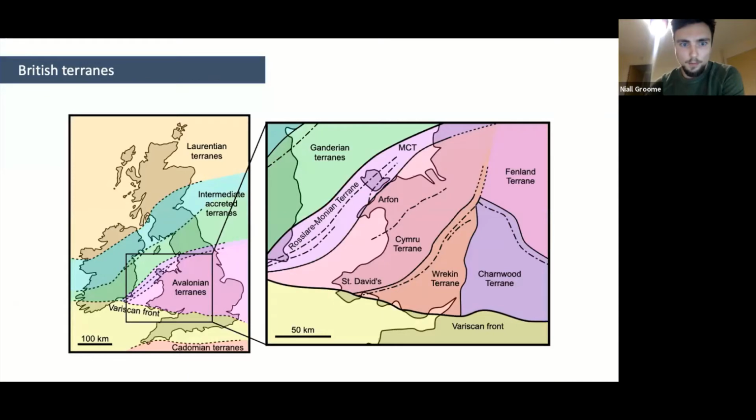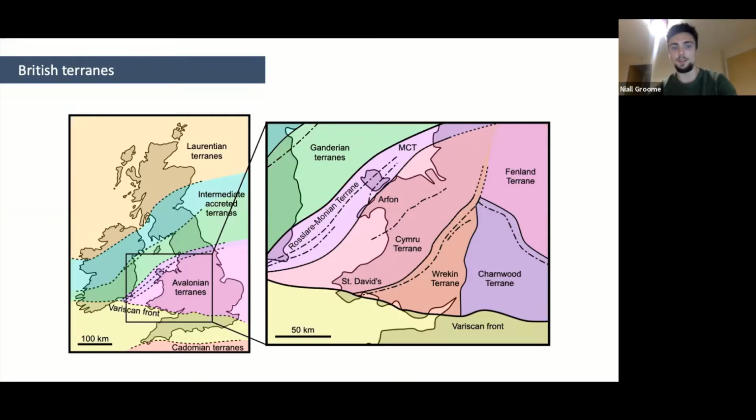So just to familiarize you all with the terrains that we have. In Scotland, we have the Laurentian terrains. Laurentia is a continent which sat roughly at the equator. It's mostly made up of North America, essentially, but with parts of Scotland as well. Then we have to the south, Avalonia, and Avalonia is what we're going to focus on today. It comprises most of England and Wales.